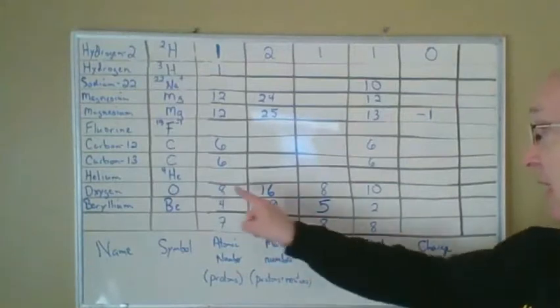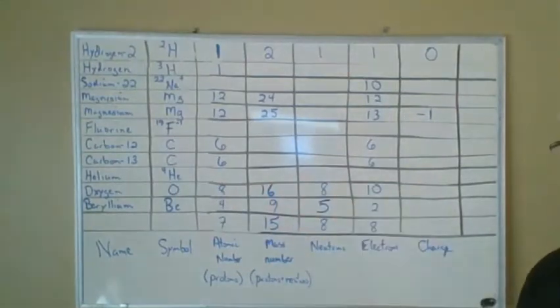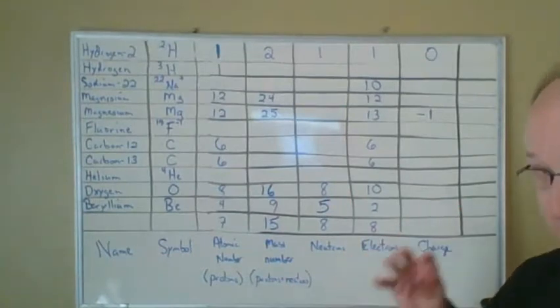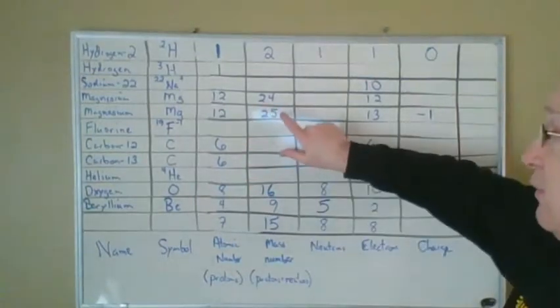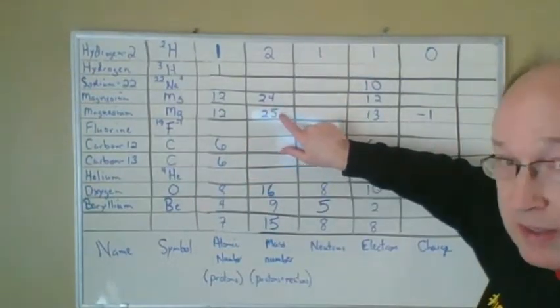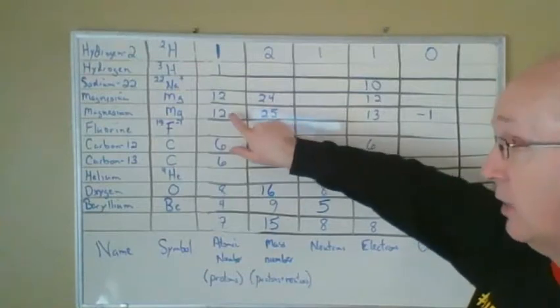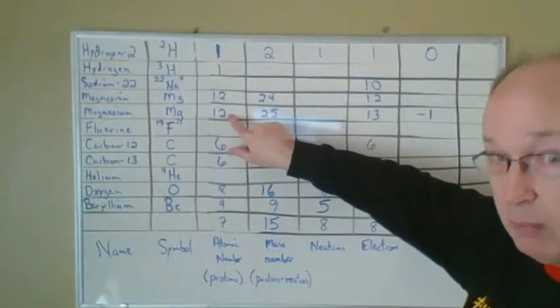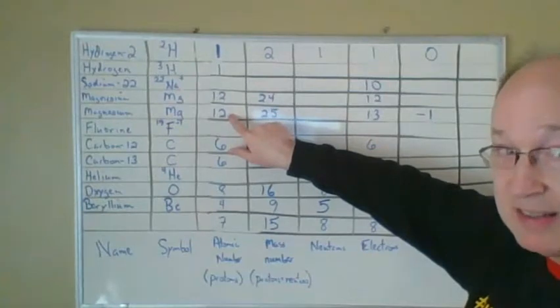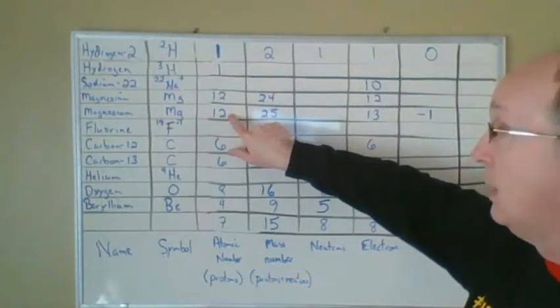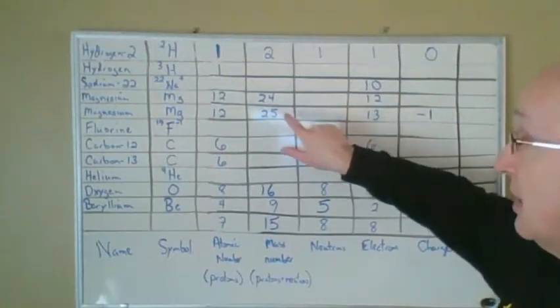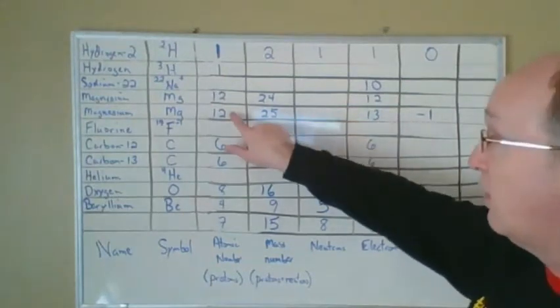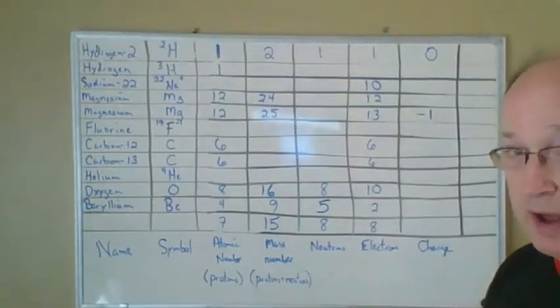7 plus 8 is 15. 8 plus 8 is 16. There's a pattern here, right? I'm going to do one more, and I'm going to give you a chance to think about it before I tell you the answer. The mass number for this magnesium is 25. There are 12 protons in all magnesiums. Magnesium has an atomic number of 12. So 12 plus what, how many neutrons, is going to give you a mass number of 25? 12 plus what is 25?